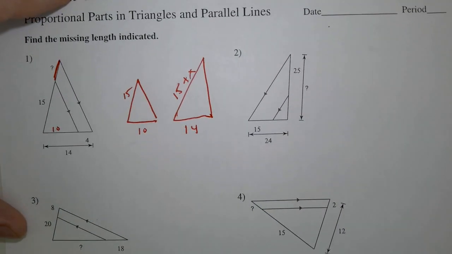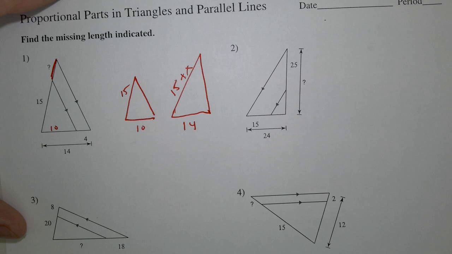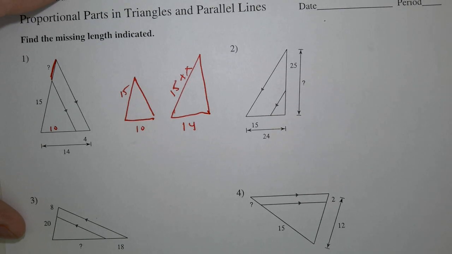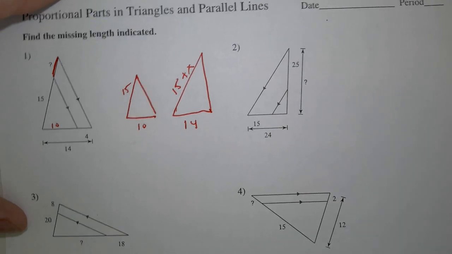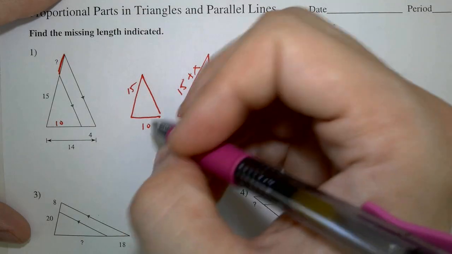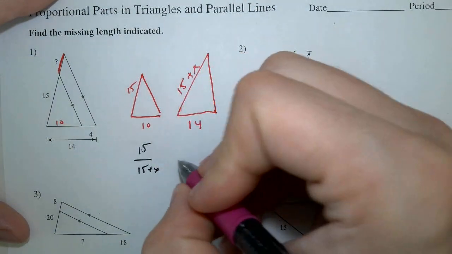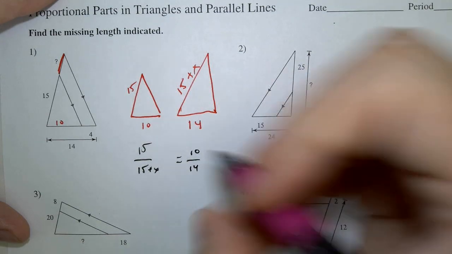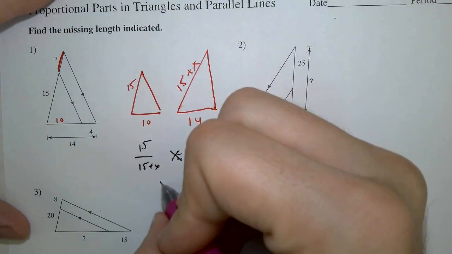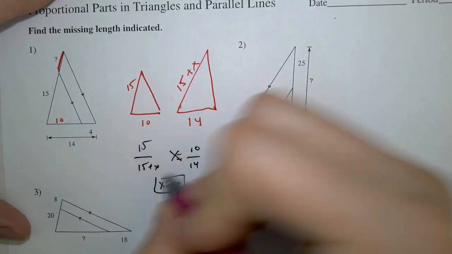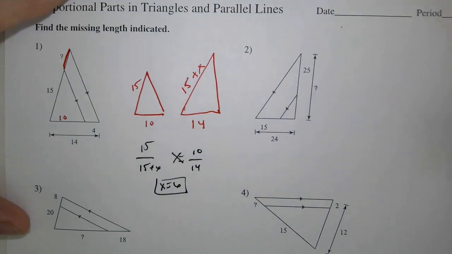Okay, so this is one way to do it, and this would be what I would consider the correct way to do it, but there is another way that is a lot quicker. All right, so here, now you would just do small triangle over bigger triangle is equal to small triangle over bigger triangle, and you would cross multiply. And when you do this, you will get x is equal to 6. I promise you, I've done it.